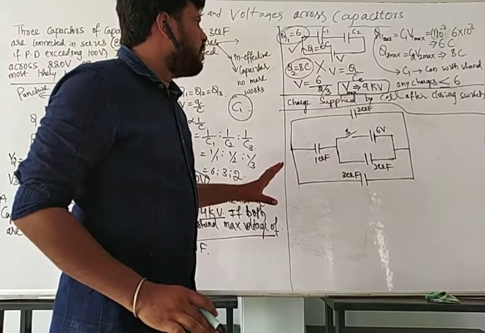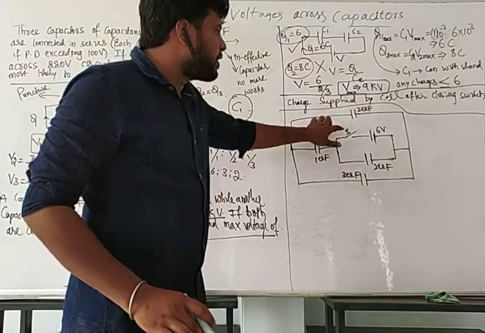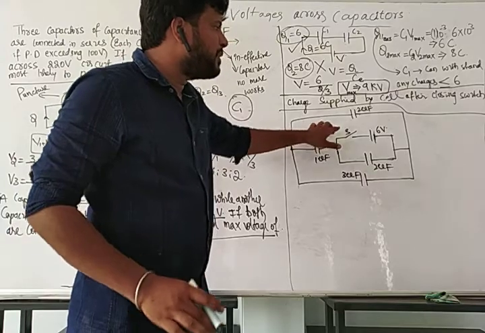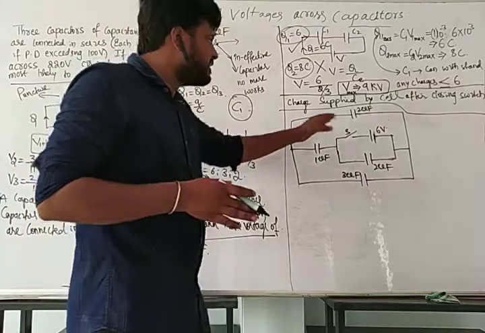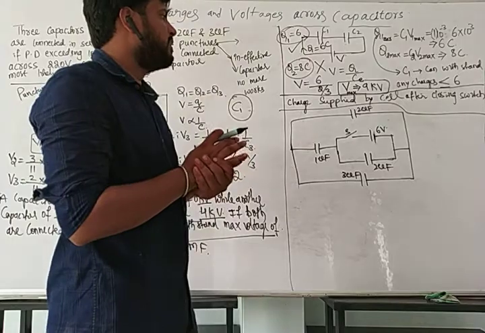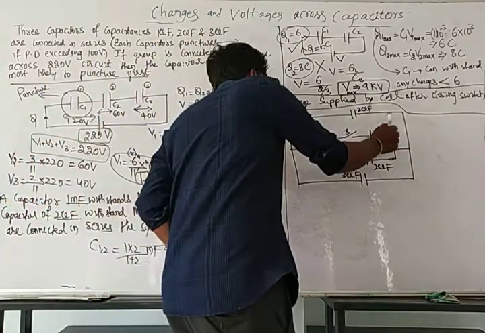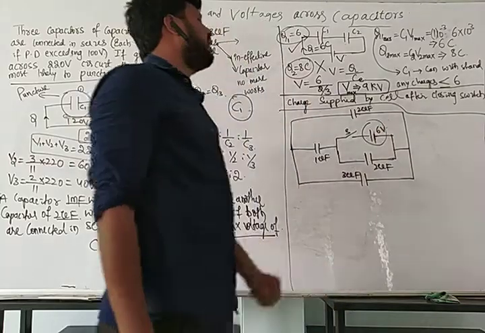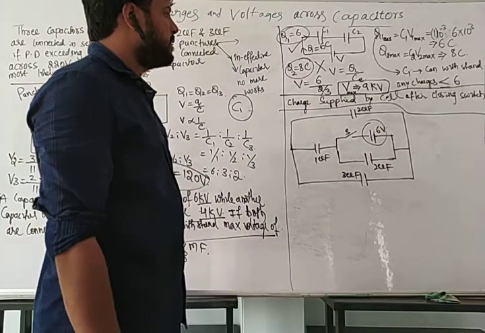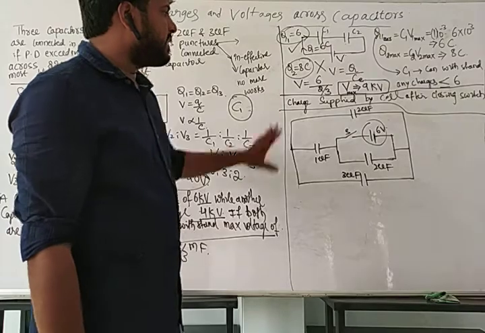After closing the switch, the circuit is closed. As long as this switch is open, no charge will flow. Once it is closed, charge will flow. We need to find the total charge supplied by this battery. Total charge. Now let us try to make this circuit simple.